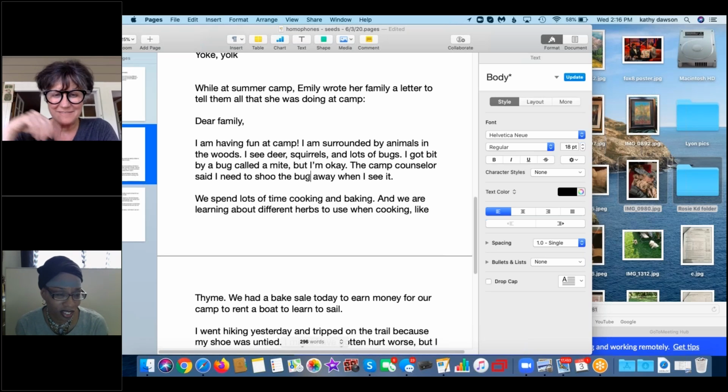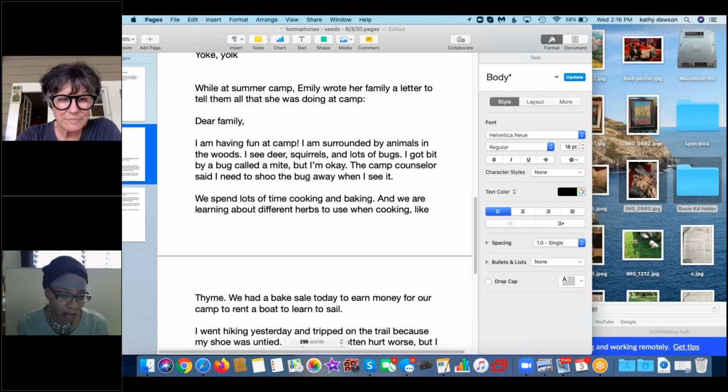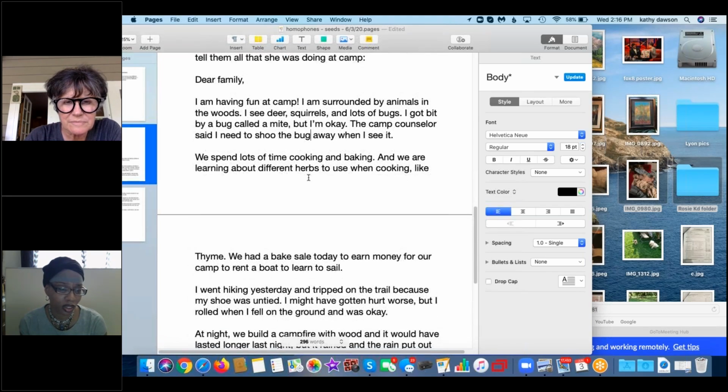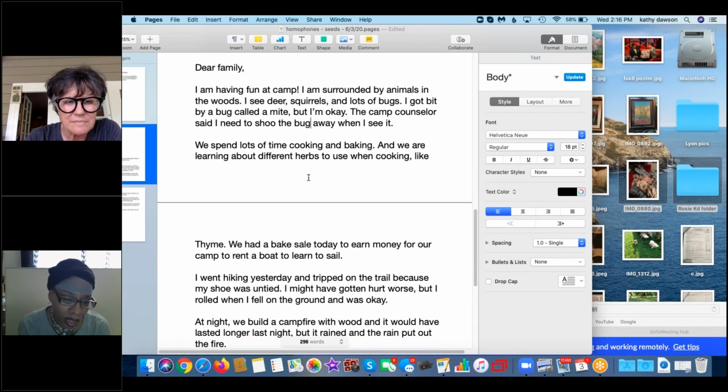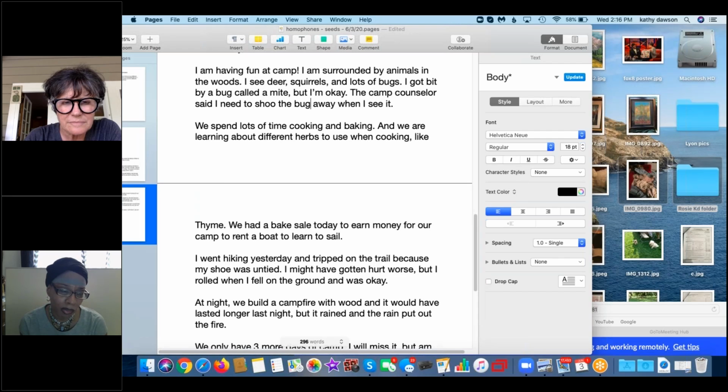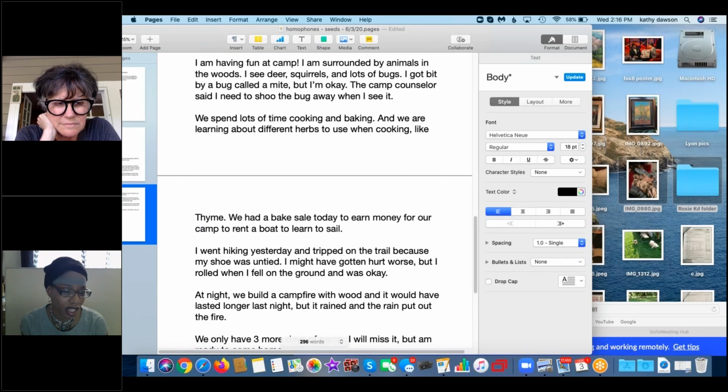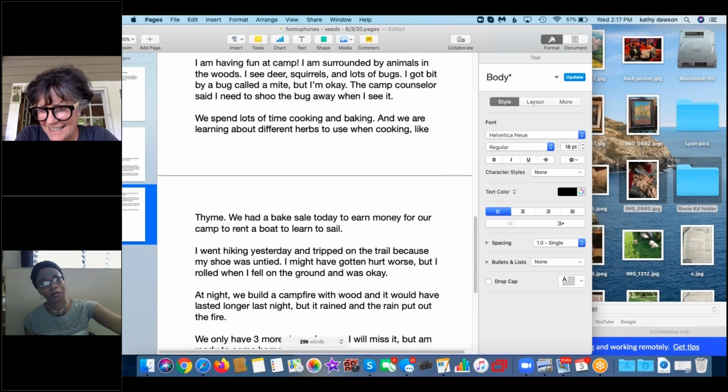Right. We spend lots of time cooking and baking, and we are learning about different herbs to use when cooking, like thyme. We had a bake sale today to earn money for our camp to rent a boat to learn to sail. I'm going to stop you there for a second. In that last sentence, do you see anything? Sail, as in distributing goods, and sail as in a boat and water.